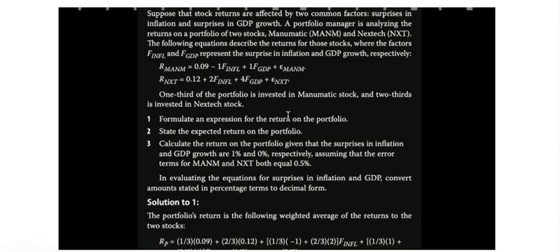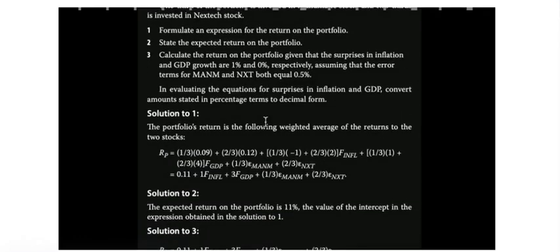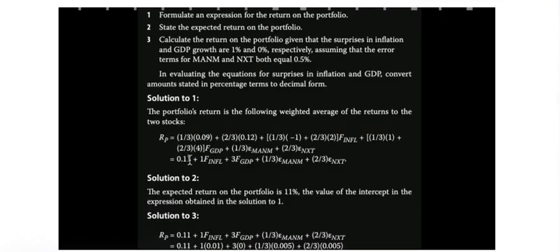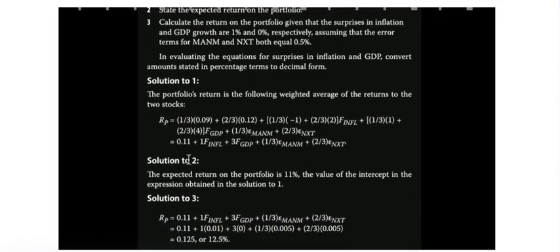This is a macroeconomic factor model where the factors are surprises. What is the expected return? Well, if all of the data come in as expected, the expected return is in the intercept, and we've calculated the intercept to be 0.11. Careful with that, right? The expected return on the portfolio is 11%. The value of the intercept in the expression obtained in the solution of 1.